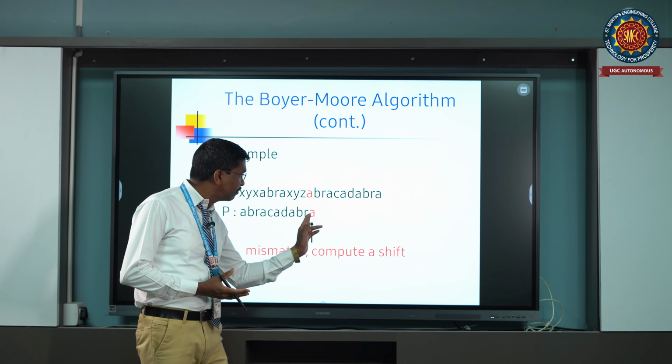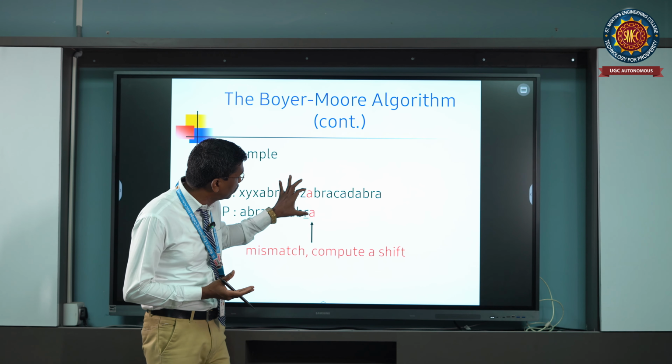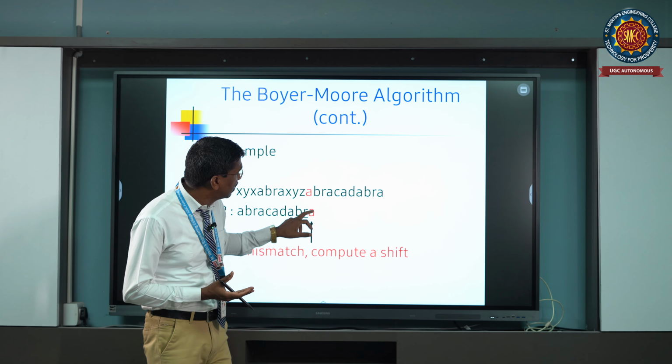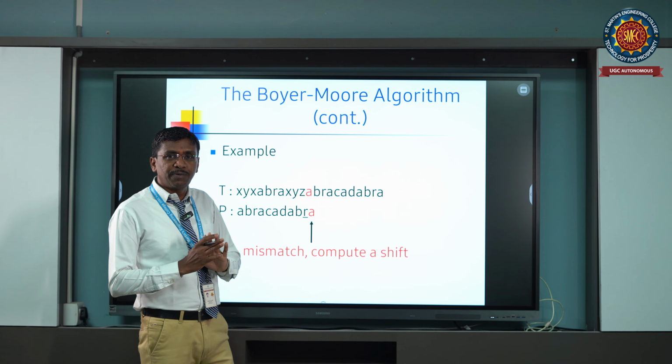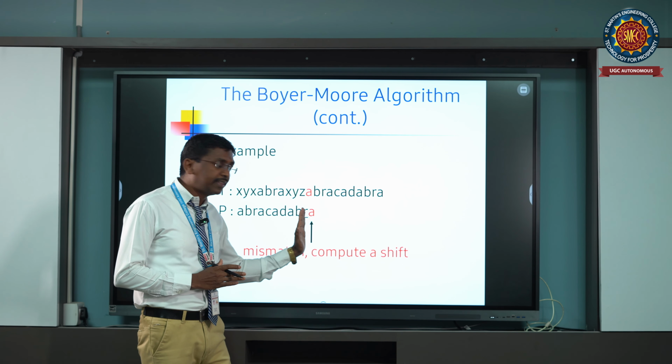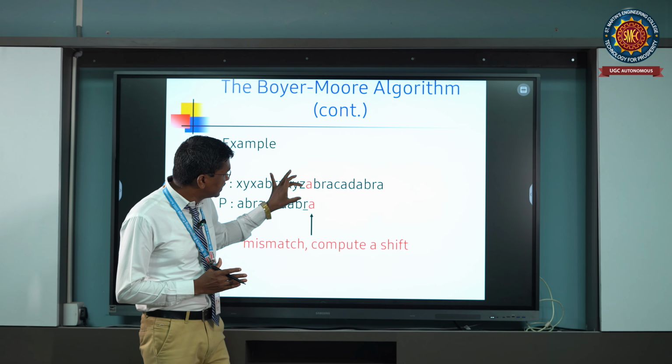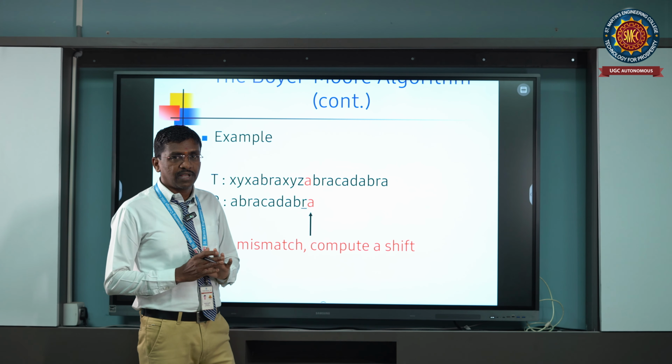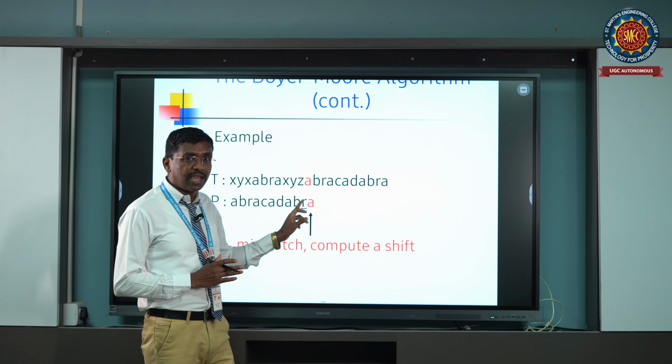Whenever I scan from right to left, we keep the string and pattern. Both should match. Match means what? Go to the further position. Again, check the Z and R. Again, you can check, and a mismatch is occurring. I'm getting the mismatch here.